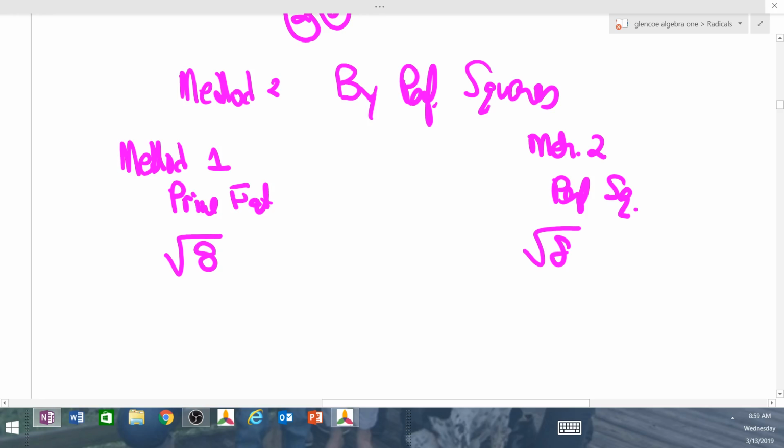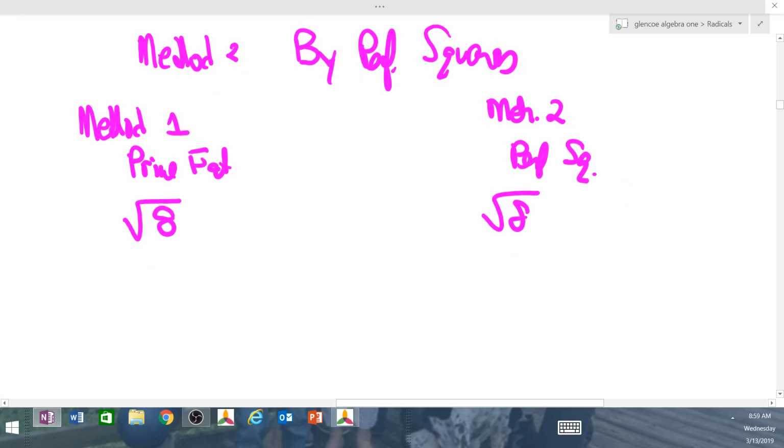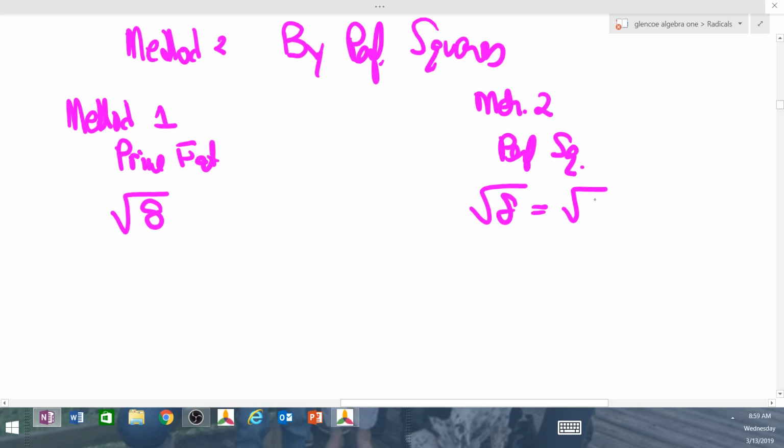So what you need to do, if we want to find the perfect square method, again, we're not using calculators. You need to decide what's the biggest perfect square in 8. 4. So this would break down to radical 4 times radical 2. And we all know that radical 4 equals what? 2. So your answer would be 2 radical 2.